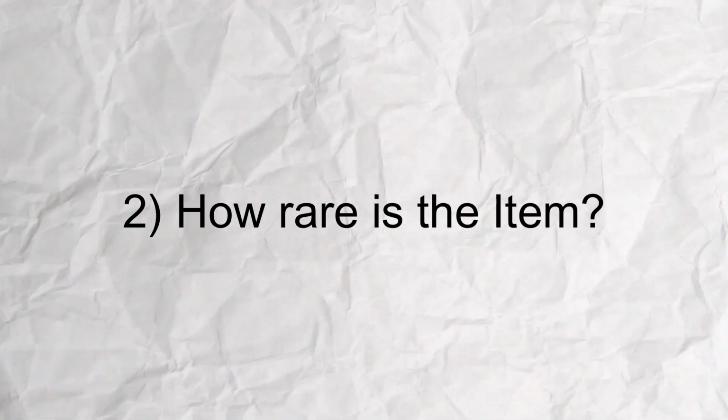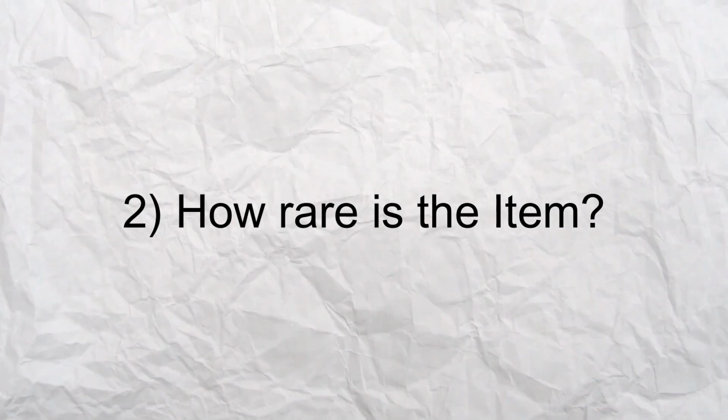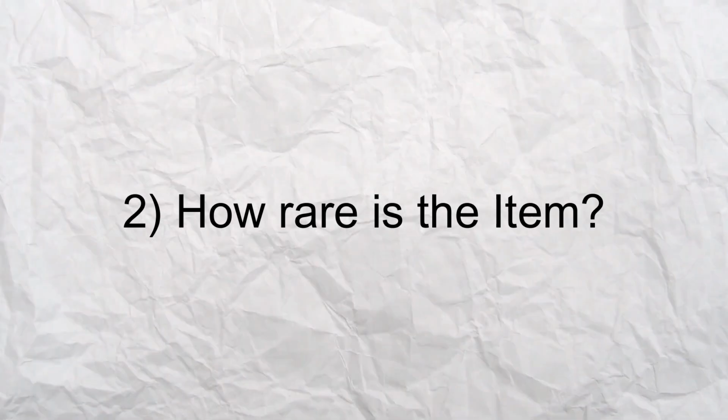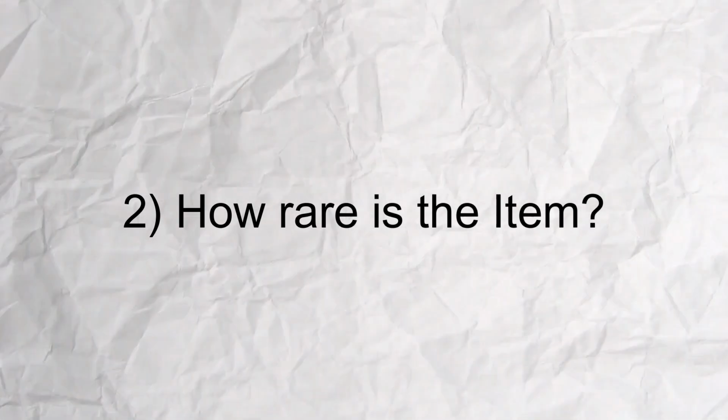The second question is how rare is it going to be? On one hand you have rotten flesh, which is very common because you just kill a zombie, and on the other hand you have diamonds, which are really rare to get because they're infrequent in caves.